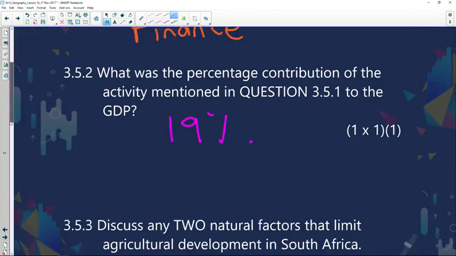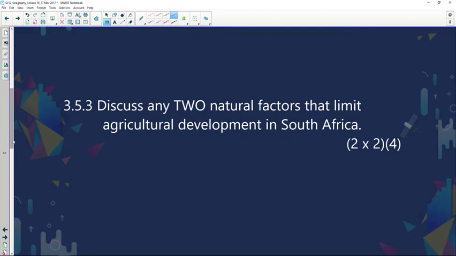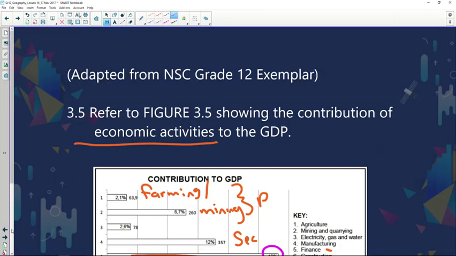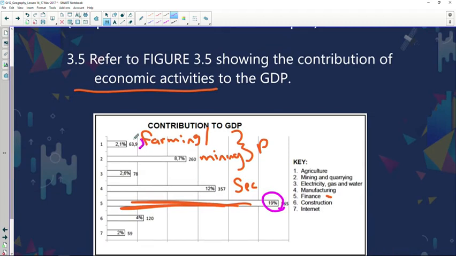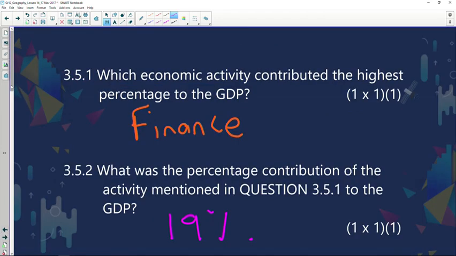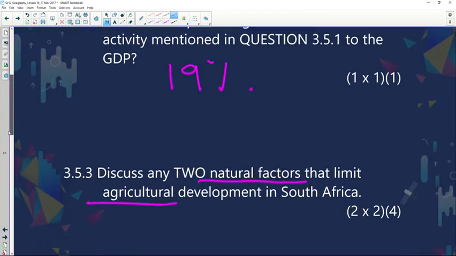Let's quickly have a look at our next question. Discuss any 2 natural factors that limit agricultural development. Natural, and we look at the agricultural development. As we can see on the graph, agricultural is the lowest, only contributes 2.1. Now, what natural factors hinder the development over here?